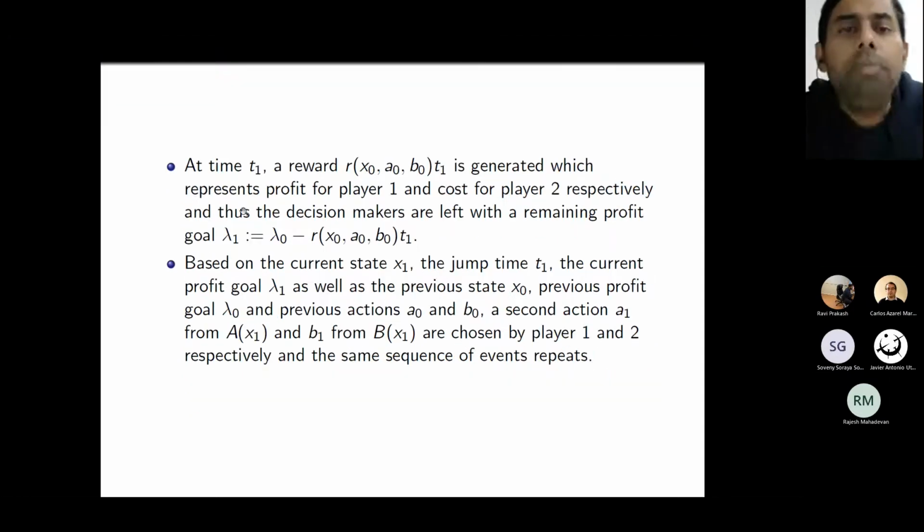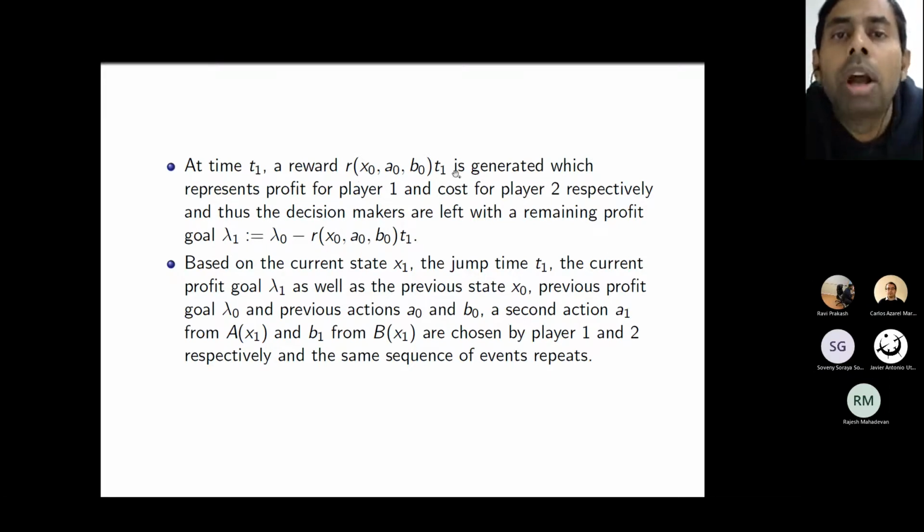Okay. Now, at time T1, the process has spent time T1 in state X0. And as I told you, this is the reward rate. So player 1 is continuously getting a reward from player 2. So this is a continuous time stochastic process, a stochastic control problem. So at time T1, what is the total reward that has been generated?